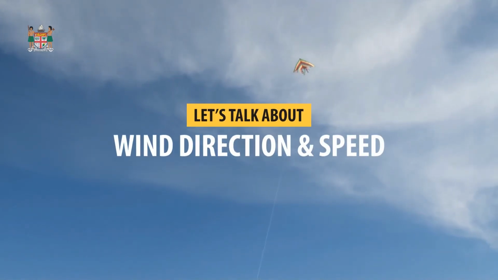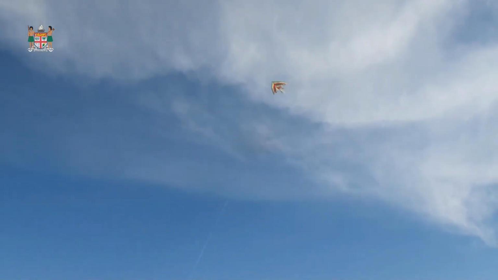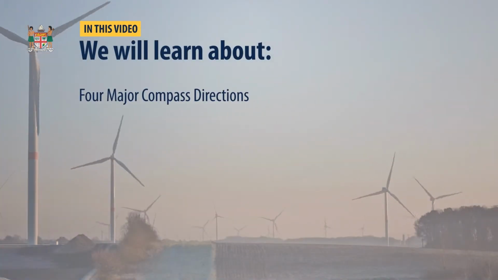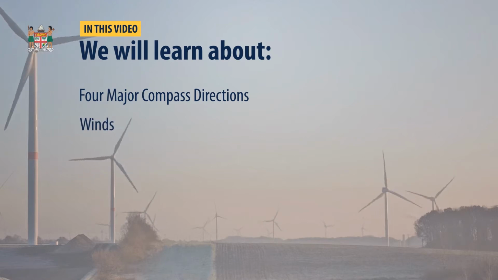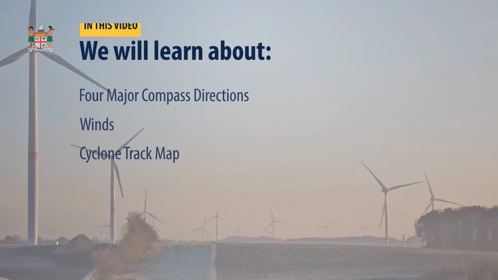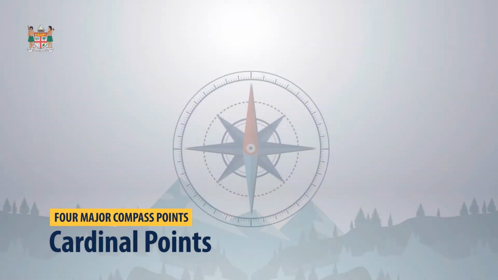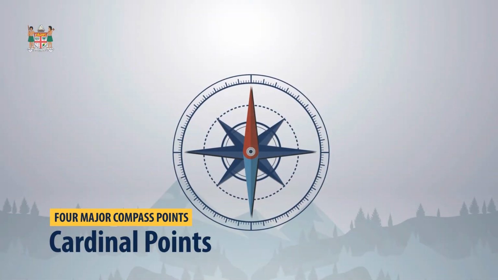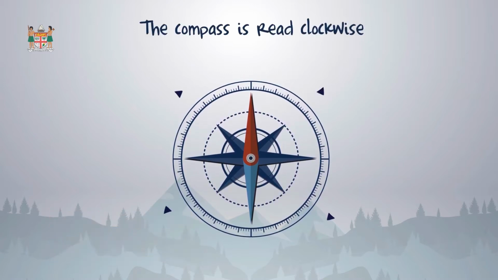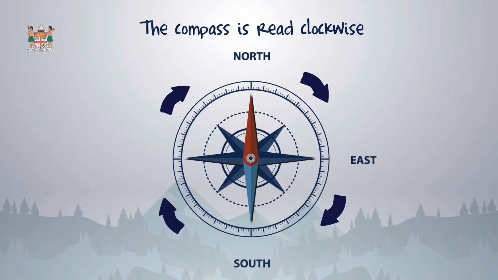Let's talk about wind direction and speed. This video will elaborate on the 4 major compass directions, winds, and the cyclone track map. First, let's look at the 4 major compass directions, which are also known as the cardinal points. The compass is read in a clockwise direction, that is, north, east, south, and west.